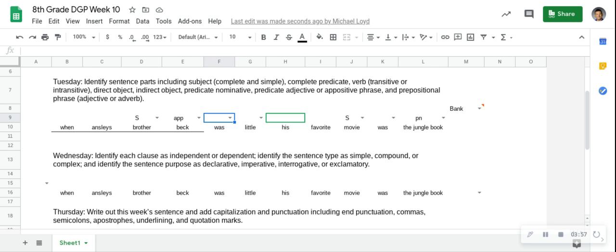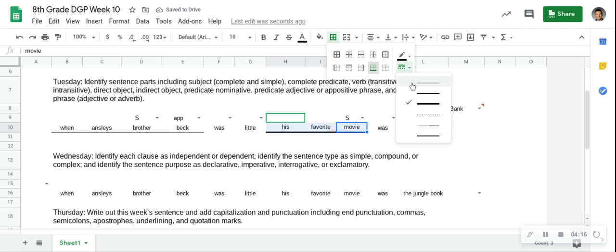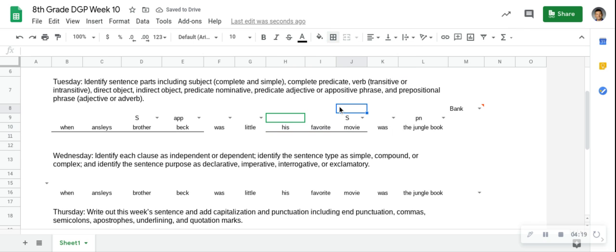So let's look at the simple subject, movie. What modifies movie? Favorite. Anything else? His. So we're going to single underline his favorite movie. So now we have both of our complete subjects identified. We'll get to that in a minute. So looking at what we have next is the verb.